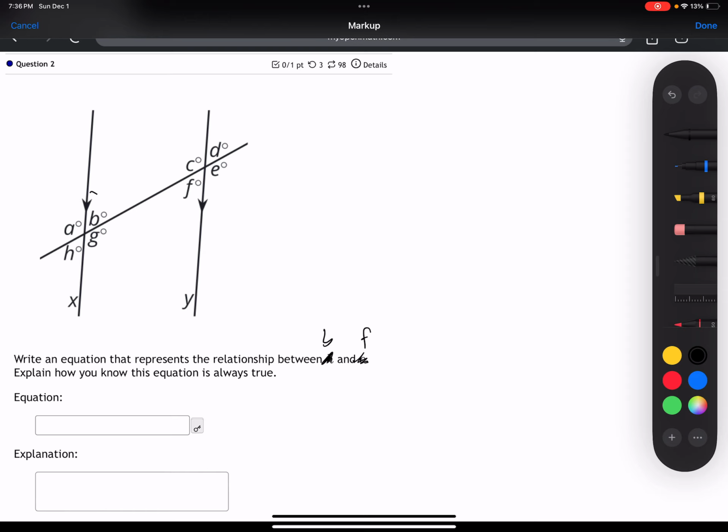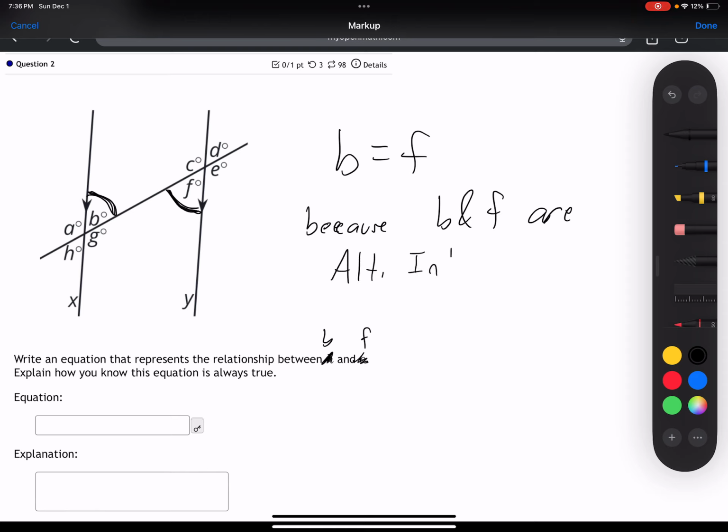then what would we do? We would look at b, we would look at f, and those two actually look like they're equivalent, like they're the same angle. They're both acute. So our equation would be b is equal to f. Why? Because b and f are alternate interior angles, and therefore they have to be congruent. Since b and f are congruent, they've got the same measure, same number of degrees.